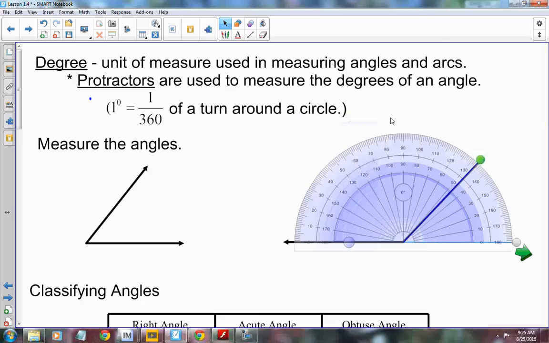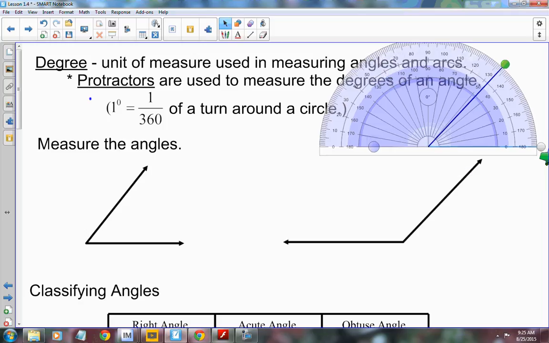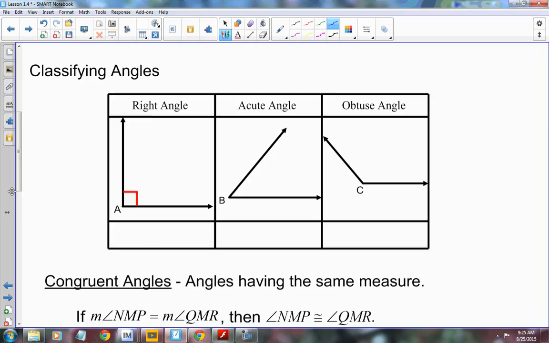So, we said that this first one was what? 52 degrees, right? And this one we found to be 133 or 134. I'll give you a couple degrees on either side. Okay, degrees. All right. Now I'm going to talk about how to classify angles.